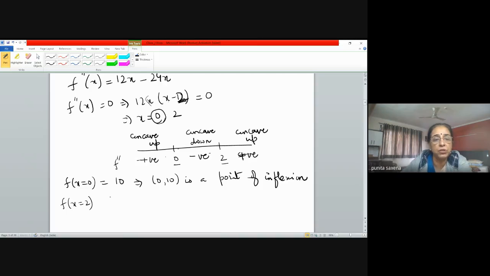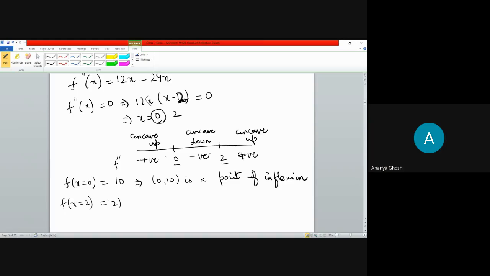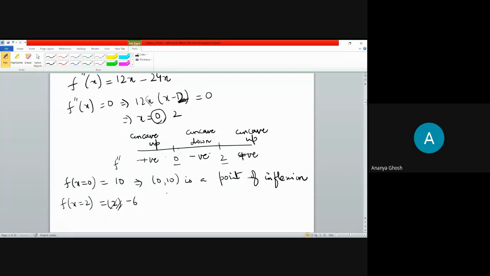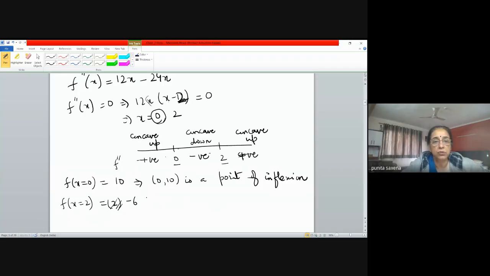Because यहाँ पे भी तो point of inflection है. So we'll have to find the value of the function at x equal to 2 also. Now x equal to 2 का मतलब क्या हुआ? Function की value 2 पे I'm saying now, okay? और function क्या था? -6. -6, right? मैं directly लिख दूँ आप? हाँ? Yes, ma'am. Okay. The value at x equal to 2 is -6. That means (2, -6) is a point of inflection.